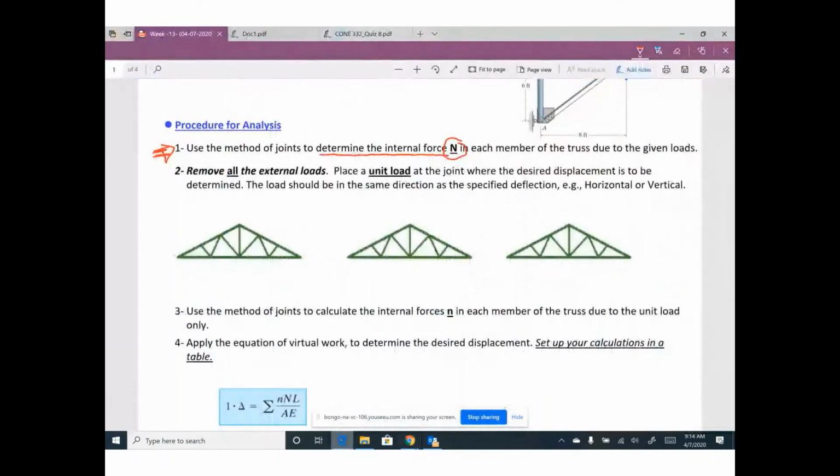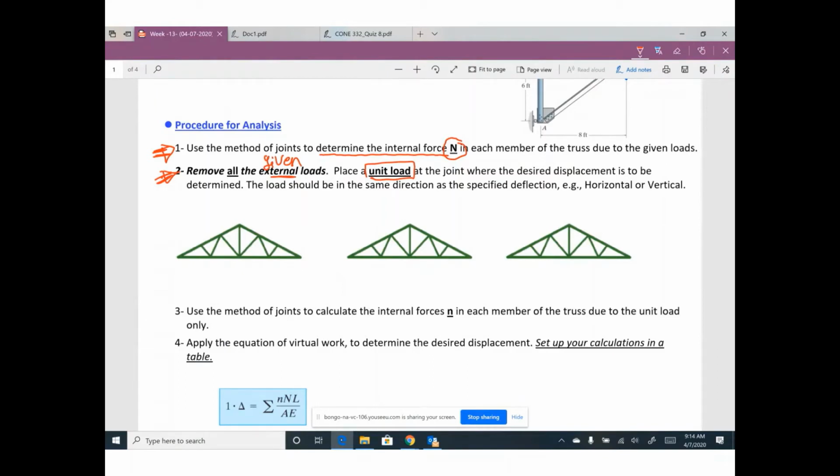Second step, go ahead and remove all the given loads, all the external loads on the truss. Remove them and put only 1 unit load.